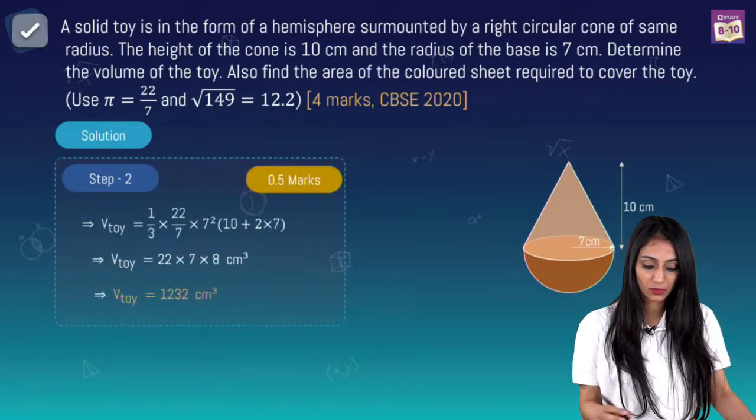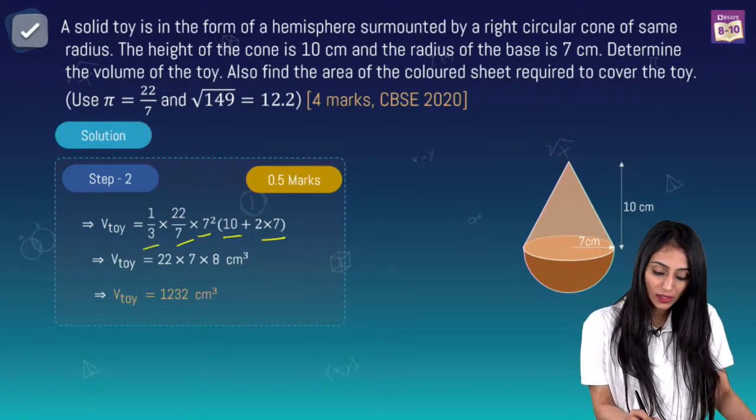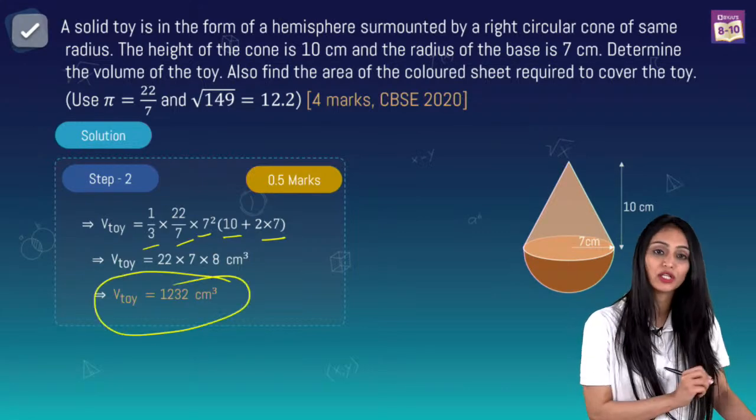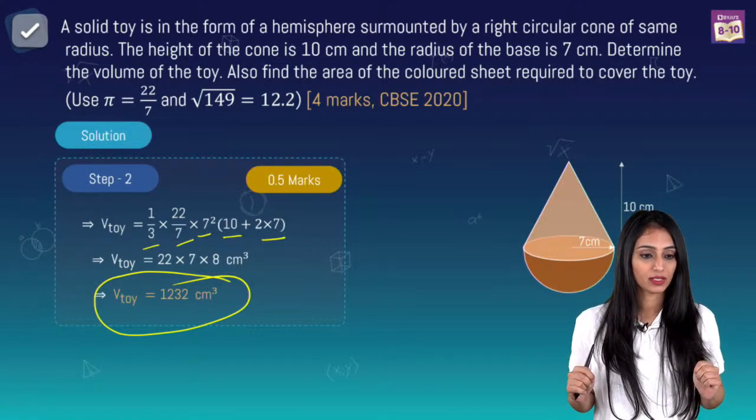Okay, let's put all the values: 1/3, 22/7 into 7 square, 10 plus 2 times 7. You get 1232 centimeter cube. That's the volume of the toy, right?